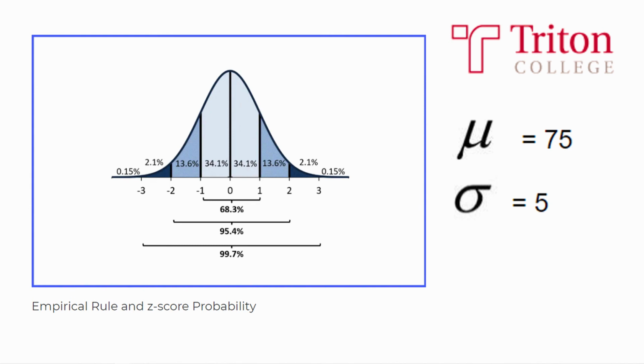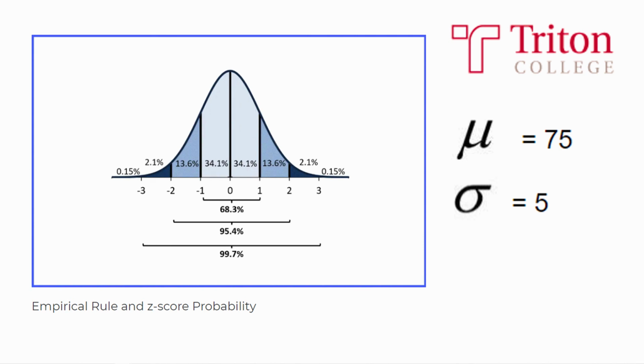below our mean, or 13.6% above our mean. And it also says that 2.1% of our observations will be between two standard deviations and three standard deviations, either below our mean or above our mean, or 0.15% of our observations, either past or future, will be three standard deviations or more below our mean or above our mean.